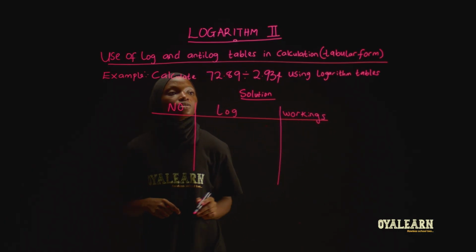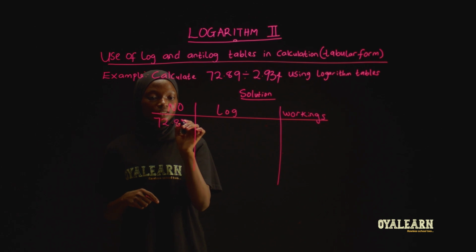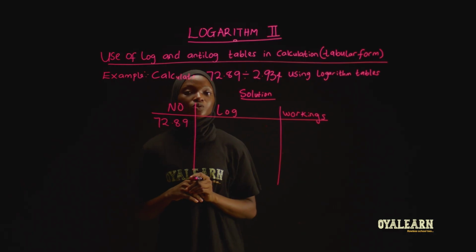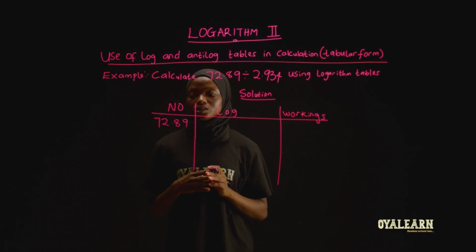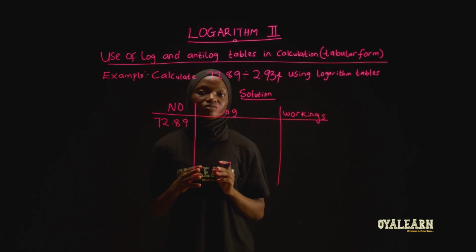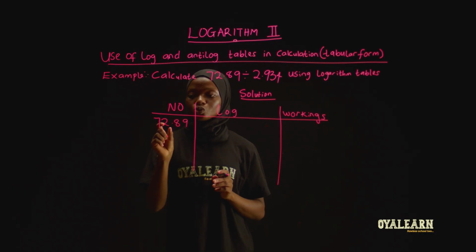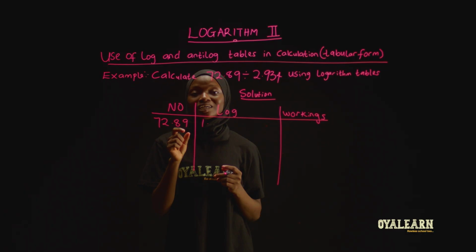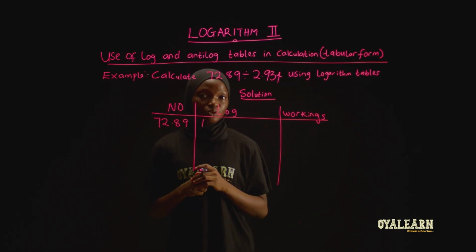So now we'll start with the first number, 72.89, and we'll find the log for 72.89. To do that, we know the logarithm has two parts, the integer part and the decimal part. For the integer part, count the number of digits you have before the decimal point. 1, 2, subtract 1, that's 1. You can equally find the integer by expressing this in standard form and bringing out the integer.